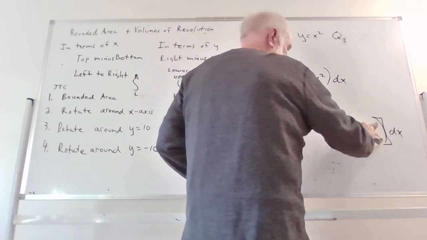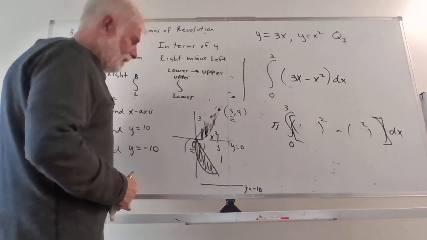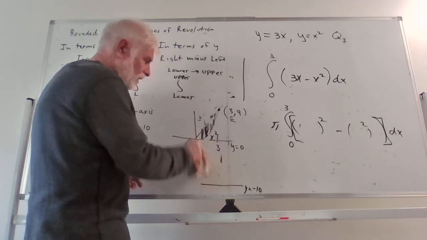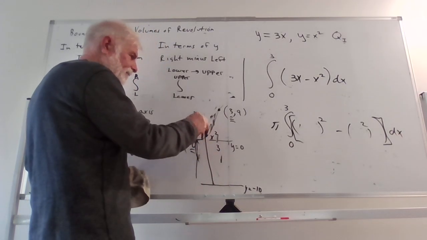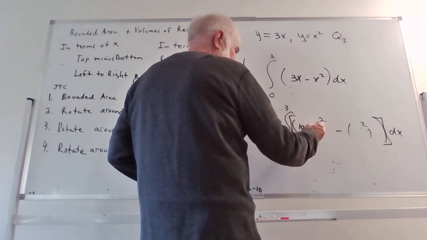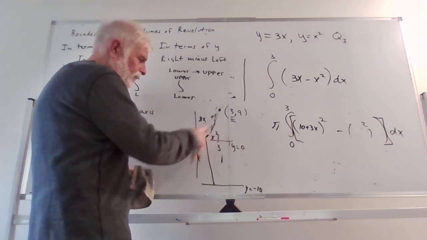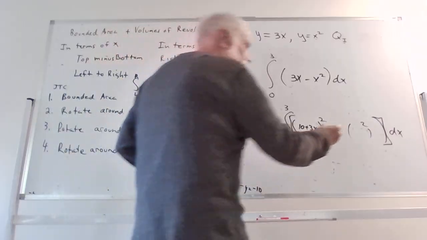So now, everything's the same here except I have to look at what my lengths are. What's my big R? Well, if I'm rotating from here, I'm going all the way up to 3x. That's the outside border. So it's 10 plus 3x is my big R. That's my big length. My smaller length is connecting to x squared. So I have to have 10 plus x squared.